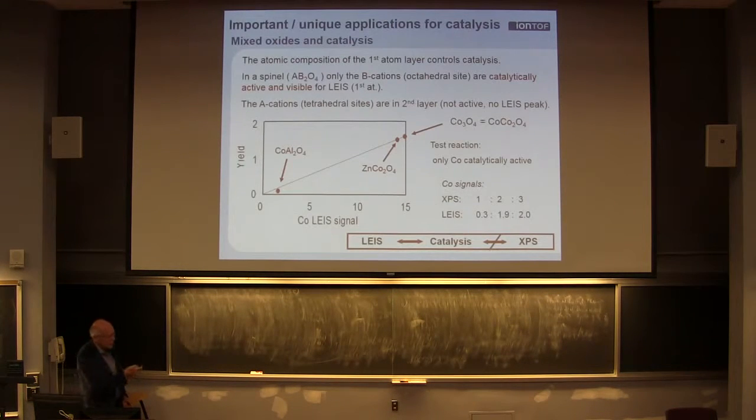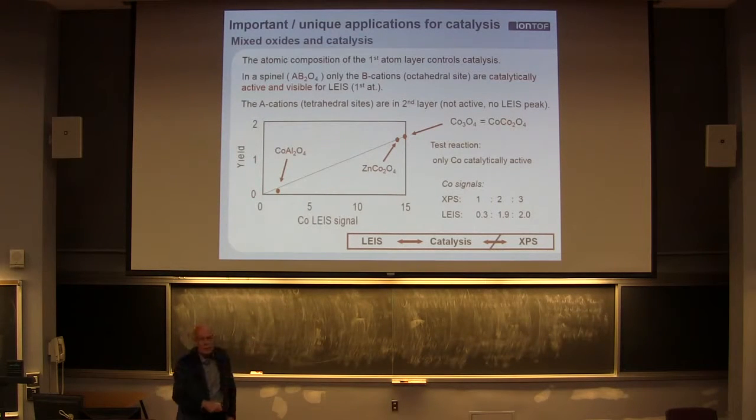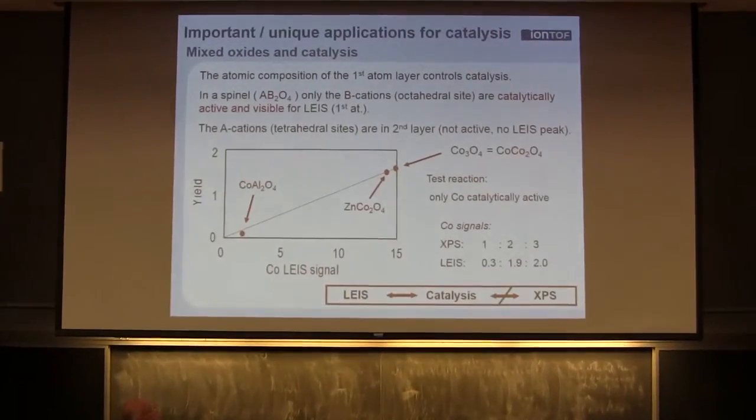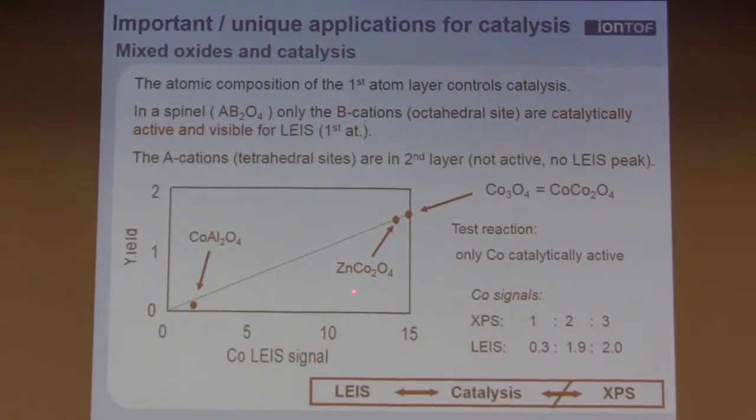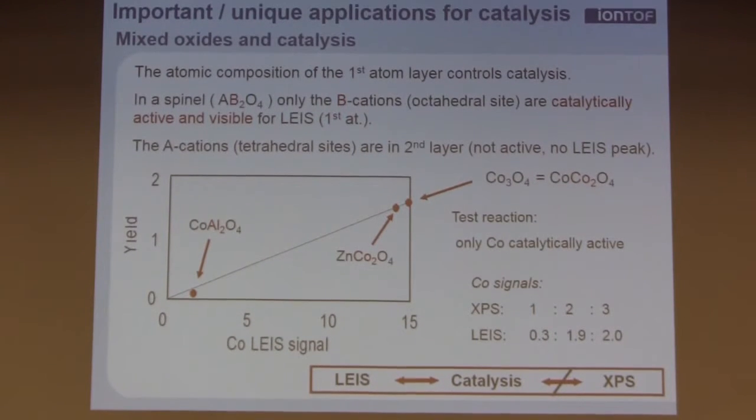So for instance, in this particular case, we have cobalt spinels with cobalt in it. 1 cobalt, 2 cobalt, 3 cobalt. And we correlate catalytic activity with what we see. And you see that if you have 1 cobalt, well, practically no cobalt signal, no sensitivity for catalysis. Here, fantastic. There, it's the same. Why? In this one, only the atoms in red are in the octahedral site. They are at the outer surface. The other ones are just below, in the tetrahedral site.